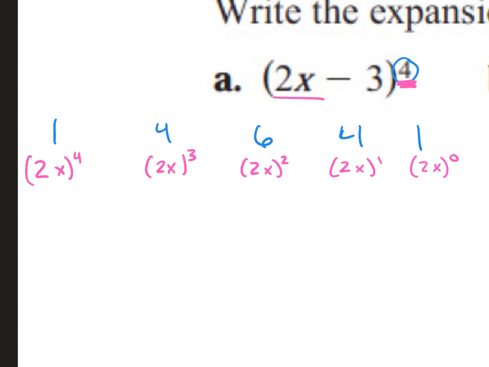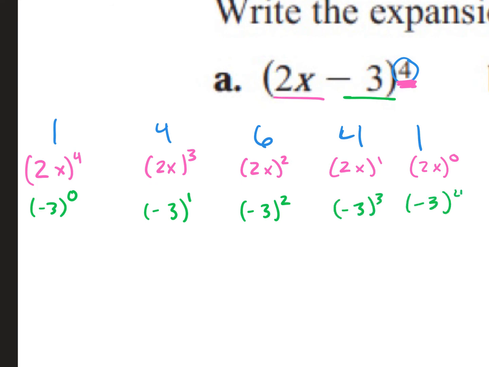What's my second term? Negative 3. So here I'll have negative 3. What does the first one start with? What degree? The power of 0. Negative 3. What comes next? First power. Negative 3 squared. Negative 3 cubed. Negative 3 to the fourth power. And you can always double check to make sure you put the exponents right because they're all going to add up to what? 4. Because our degree is 4.